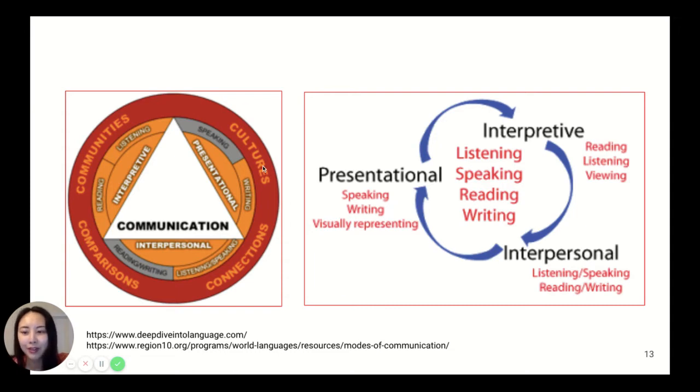Now we think about the foreign language we teach. So we know the 3 modes of communication are interpretive, interpersonal, and presentational. And also the 4 language domains: listening, speaking, reading, and writing. And that's really where we can build in options for students and apply UDL principles.